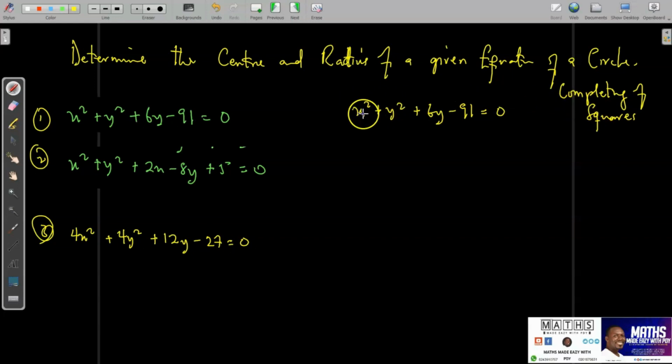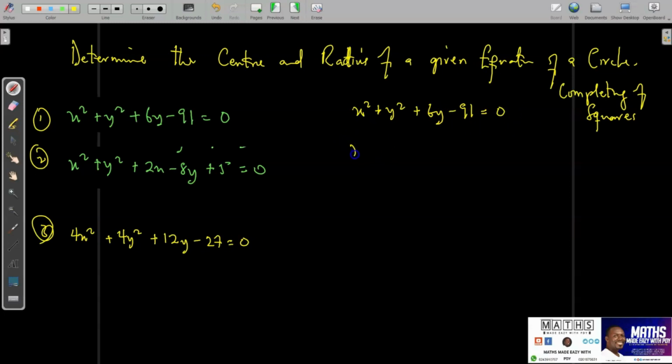You make sure that the coefficient of x squared and y squared are always 1 before you can apply the completing of squares method or the unitary method. Now when you do your first investigation and you are clear, then the next thing you need to consider is to group the x's and y's on one side and then transpose the constant to the right hand side.